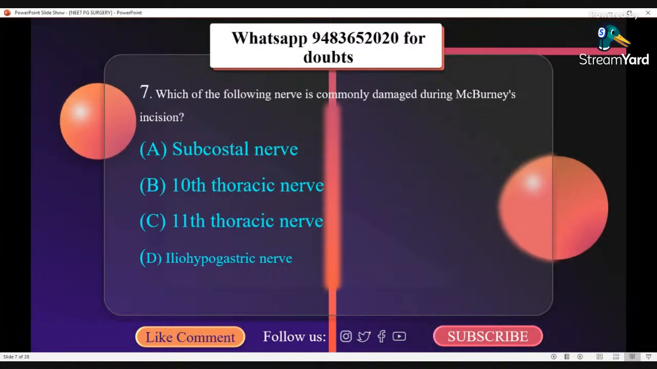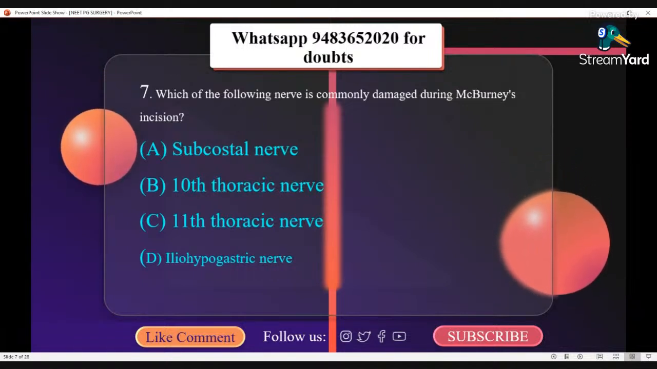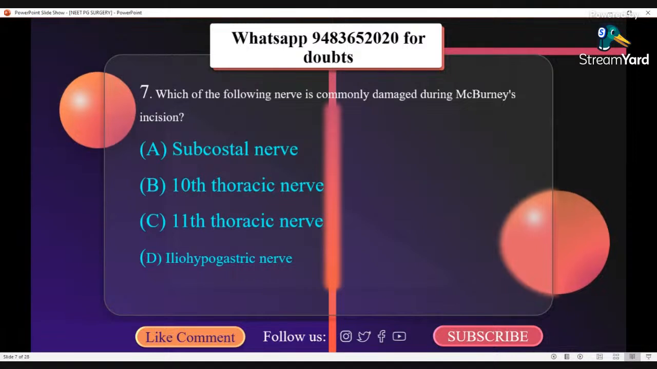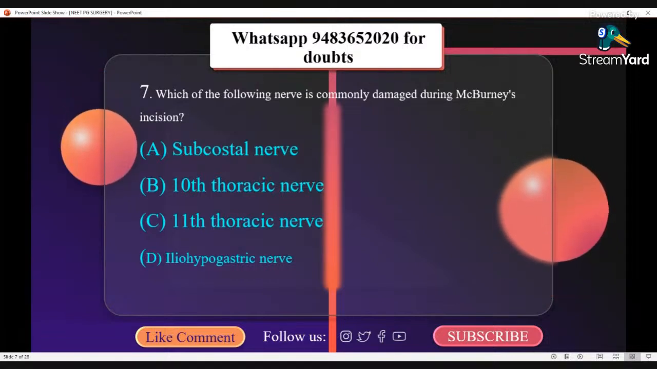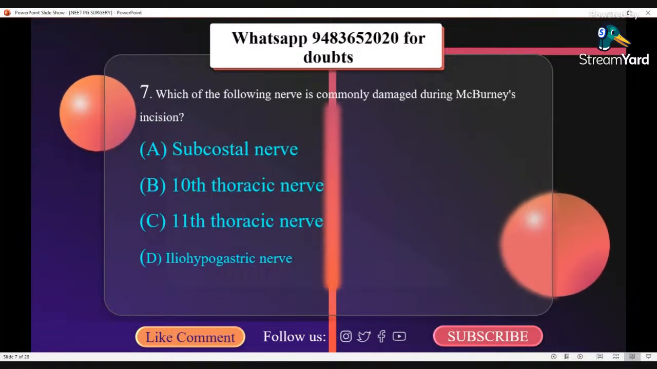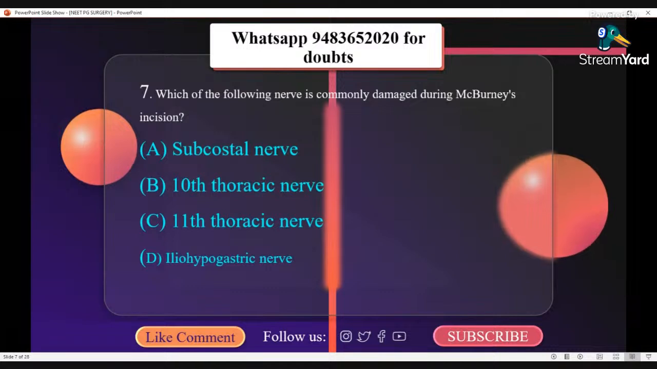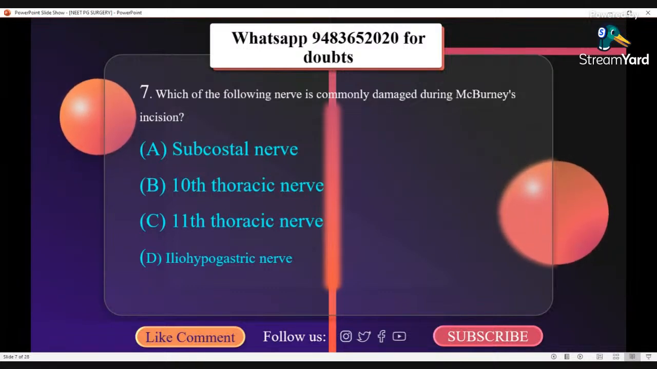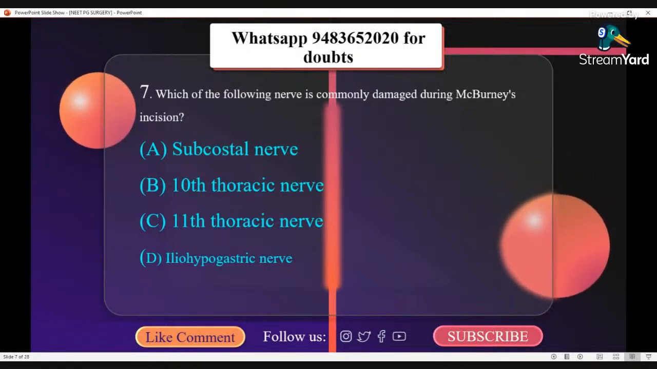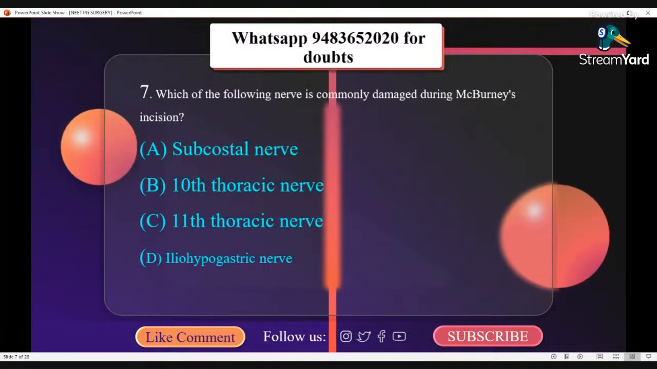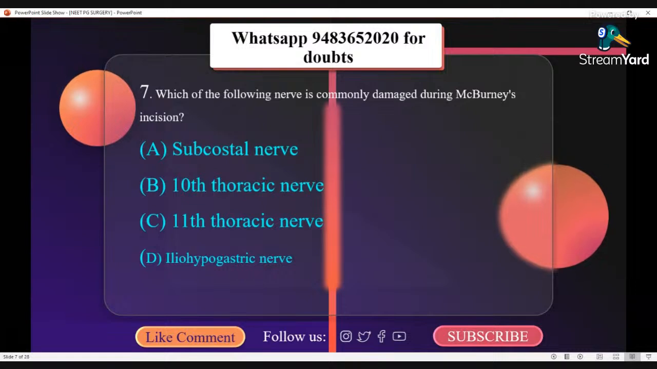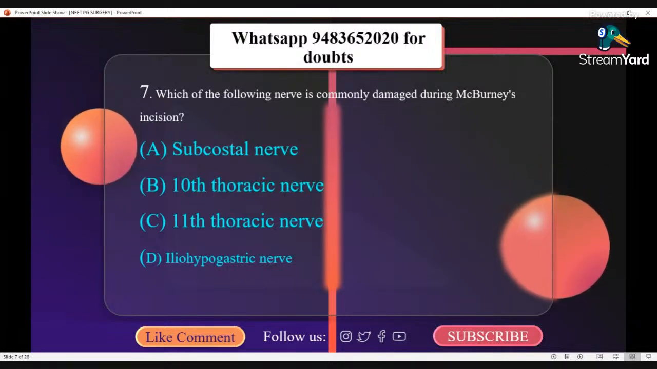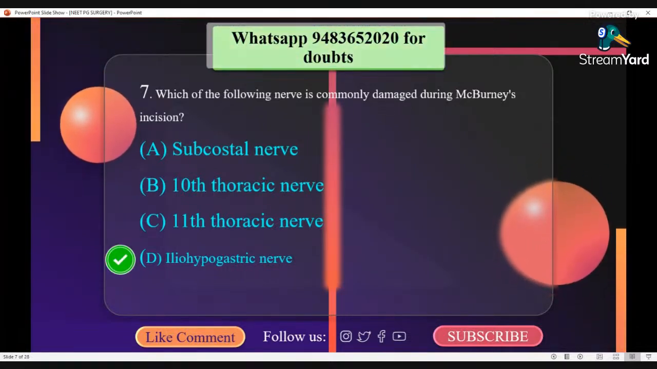In this, an oblique incision is made in the right iliac fossa, about 5 cm above and medial to the anterior superior iliac spine, at right angle to the spino-umbilical line. So McBurney's incision, also called gridiron incision, is commonly done for appendectomy. So the correct answer here is D, iliohypogastric nerve.